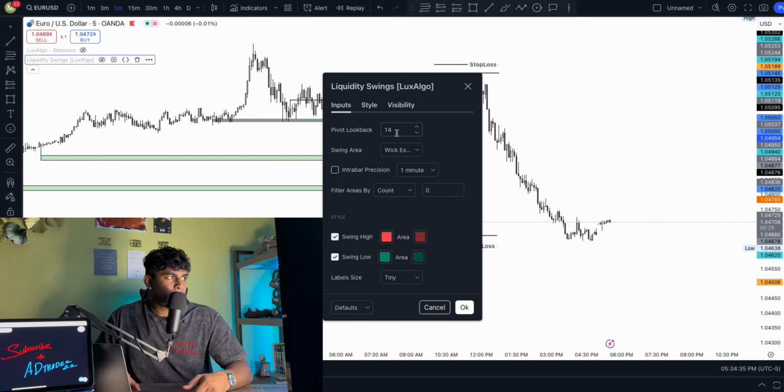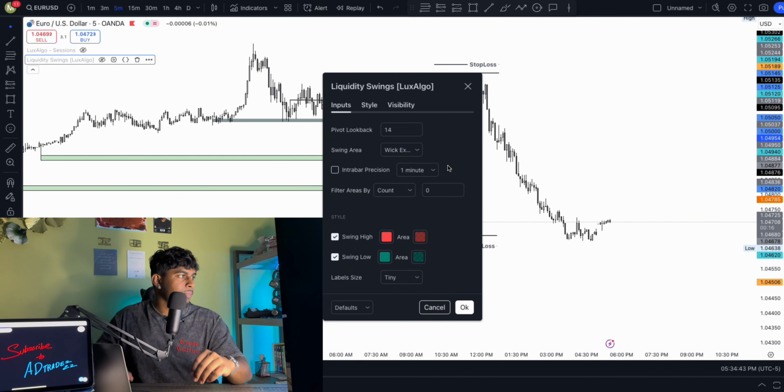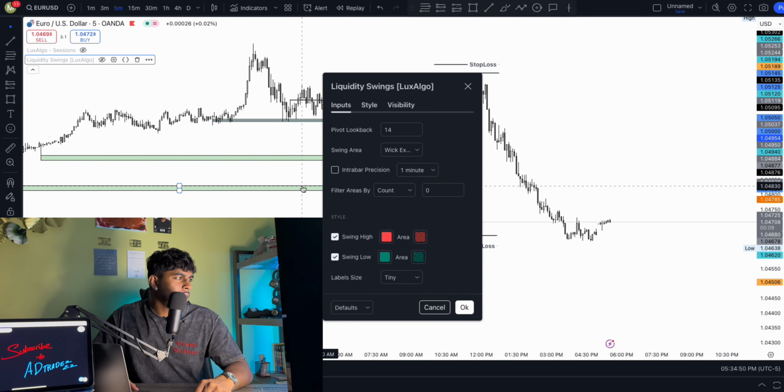So the pivot look back is 14, swing area, have it at wick extremity, not full range because it's gonna look clumsy. Okay, we just want it to be at the wicks. Intrabar precision, we don't need that, so you can turn it off and just have it at 1 minute even if you do turn it on. And filter by area, so we're gonna have count, not volume, and then we're just gonna have 0. All right, and then we're gonna have our swing highs and swing lows. You can set the color whatever you want.